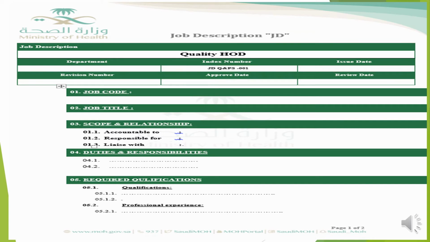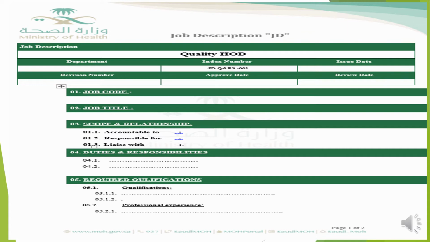So don't forget to put the index number, because you have to have a list containing the index numbers with the titles, so you can find them easily, and you cannot make a mistake by giving two persons the same job description number.